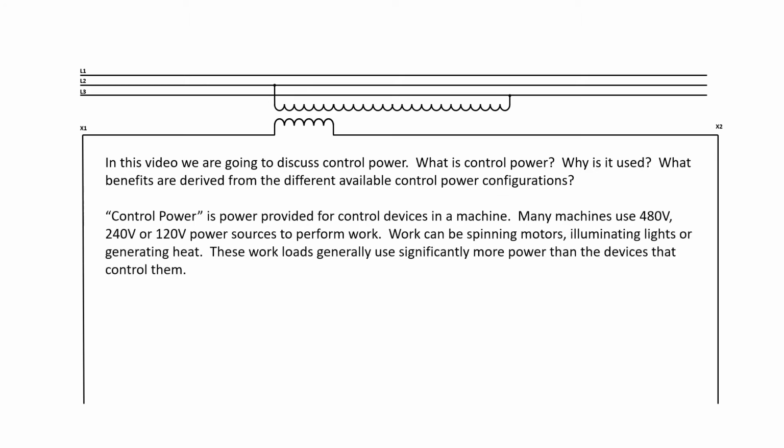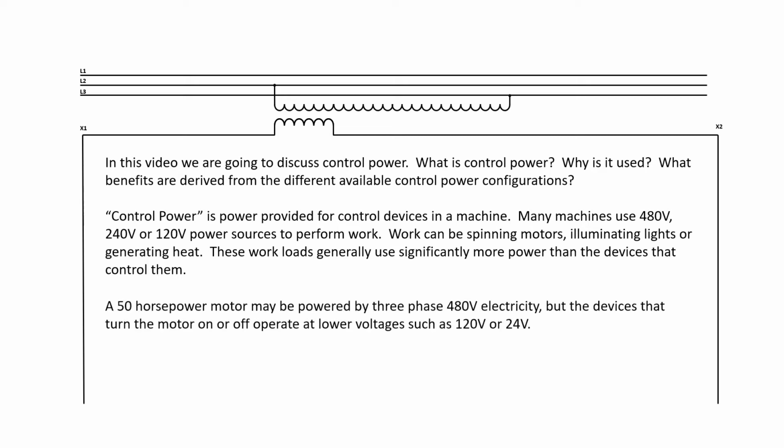Control power is power provided for control devices in a machine. Many machines use 480, 240, or 120 volt power sources to perform work. Work can be spinning motors, illuminating lights, or generating heat. These workloads generally use significantly more power than the devices that control them. A 50 horsepower motor may be powered by three-phase 480 volt electricity, but the devices that turn the motor on or off operate at lower voltages, such as 120 or 24 volts.